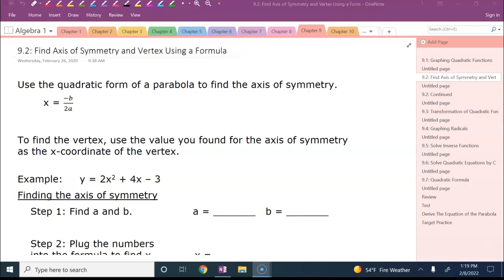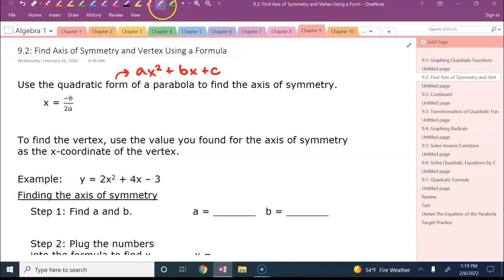We're still going to be using the quadratic form, so remember what we saw previously was when you had something like ax squared plus bx plus c. So you had that x squared term, the x term in the middle, and then your constant at the end. And so we're going to still use that form to help us find these couple of things.